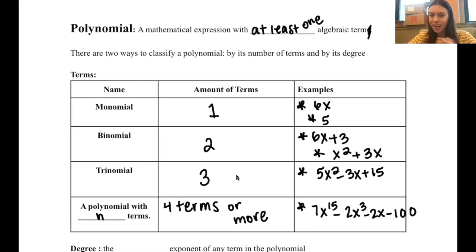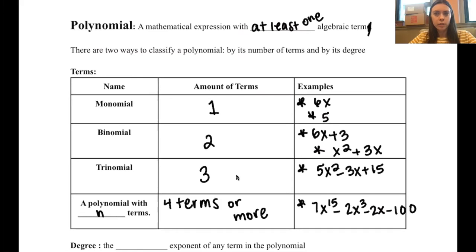But in Algebra 1, we really will rarely work with polynomials with more than 3 terms. So you really just need to know, for the most part, binomial, monomial, and trinomial. Pause there for a second.